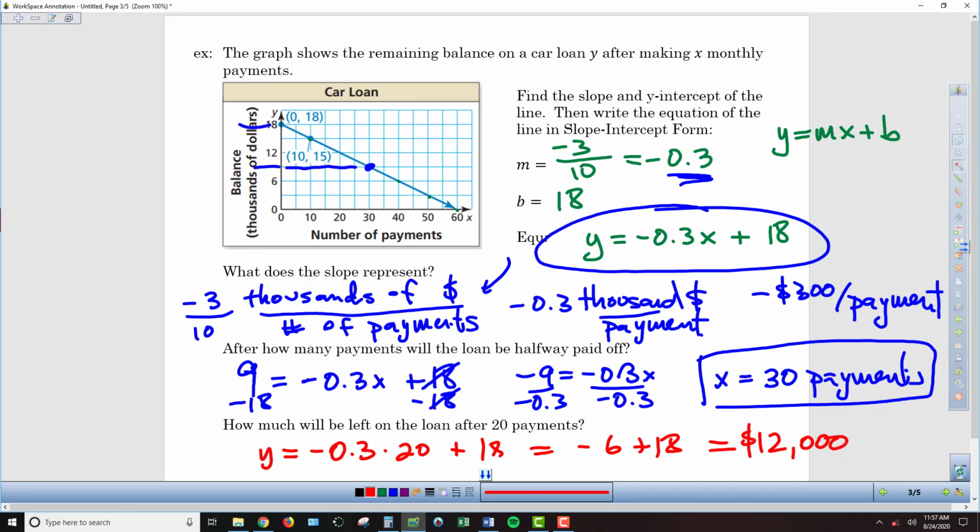And again, we could have gone back to our graph, looked at 20 as being the number of payments. If we move up and look at where the line is at that point, we can indeed see that we are at $12,000.